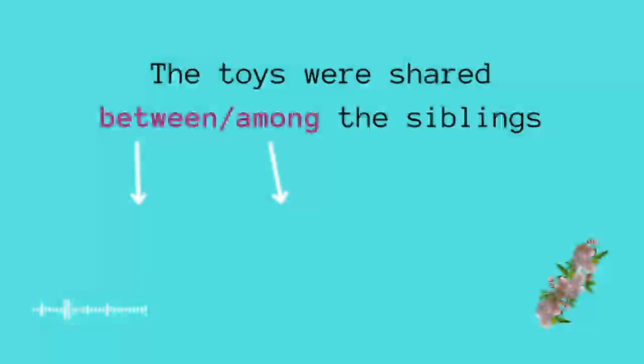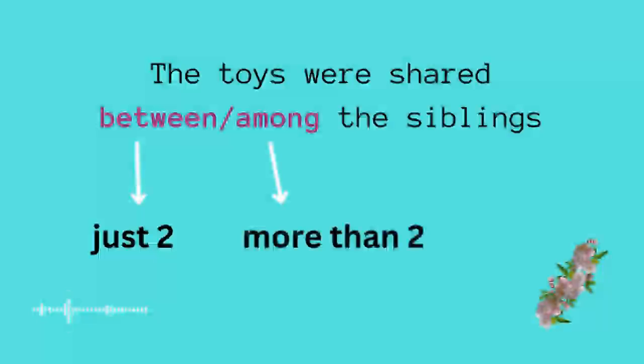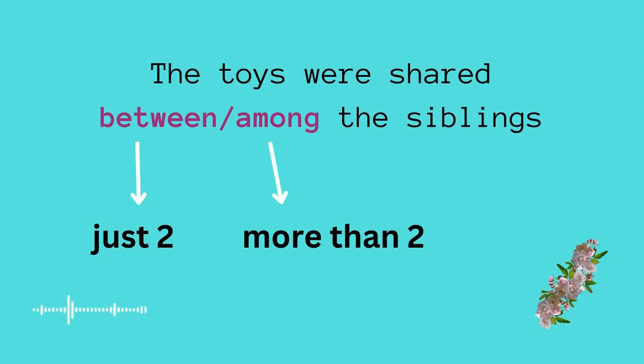Another one, the toys were shared between and also among the siblings. What is the difference between the two? With the use of between, that means we are referring to just two siblings. But with the use of among, we refer to more than two siblings. And by the way, if you're not exactly sure about the meaning of siblings, siblings means brothers and sisters. Alright? So this is the meaning of siblings.